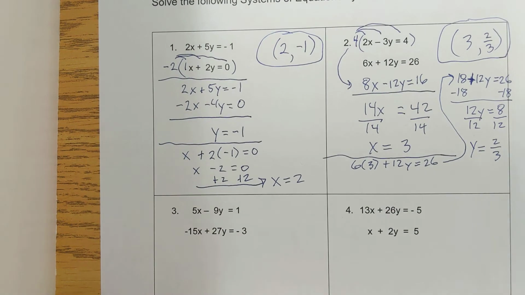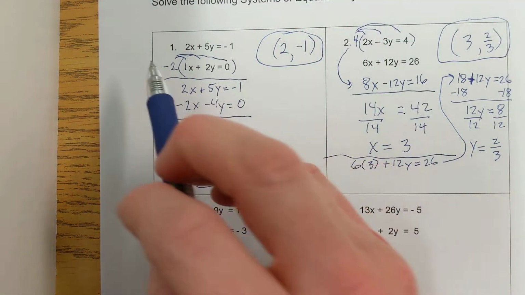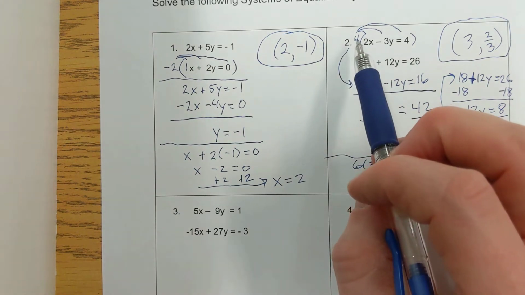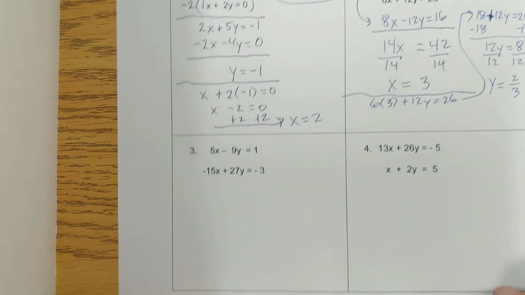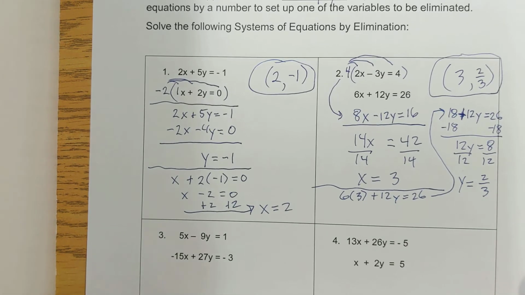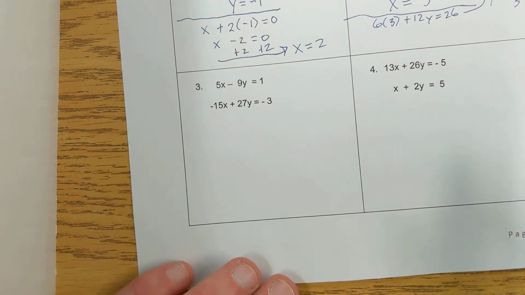All right, so there's the first two. That's a lot of work there. We multiplied through one of them by one number so that we could get them to cancel out. So feel free to pause that if you need to catch up. And then let's go on to this one.